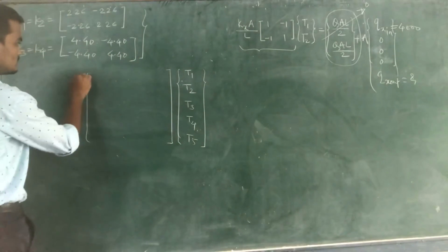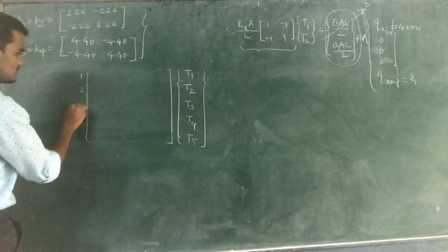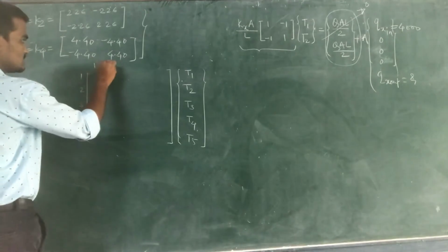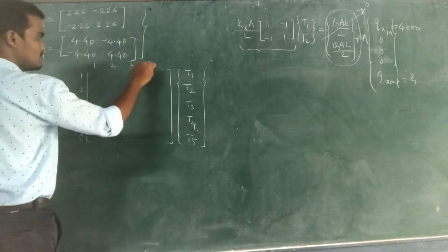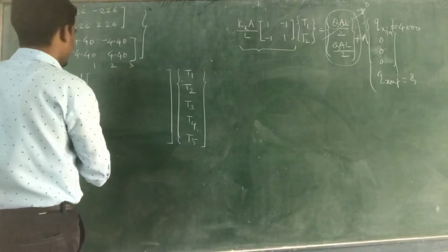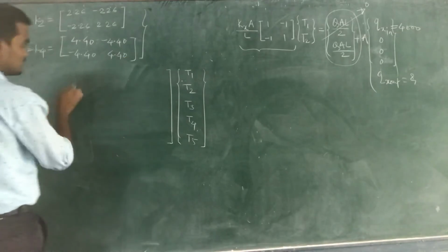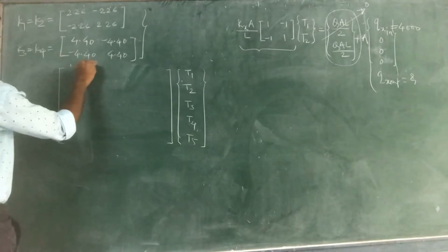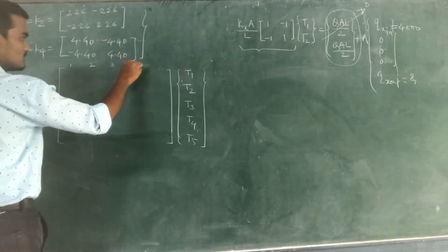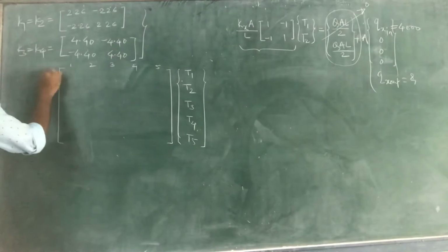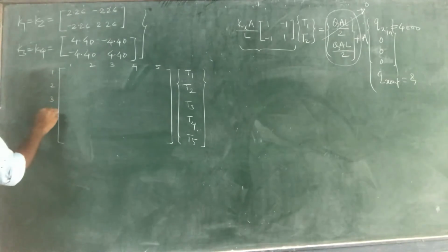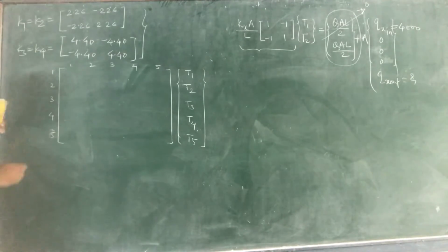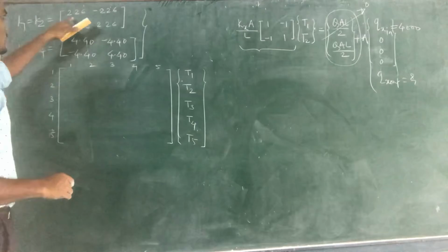Okay, so this is your first, second, third, fourth and fifth position. Similarly, this is your first, second, third. Okay, one second, because it is a 5 by 5 matrix. This is your first, second, third, fourth and fifth position, and this is your first, second, third, fourth and fifth position.